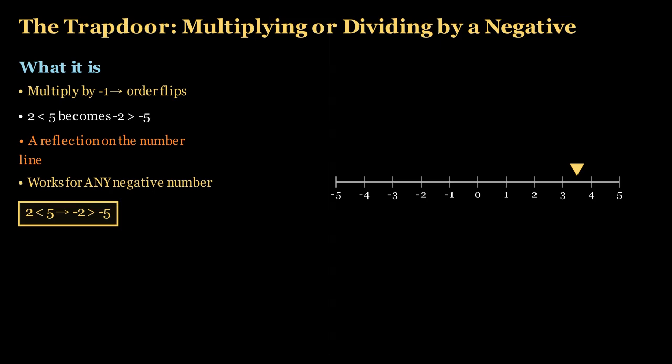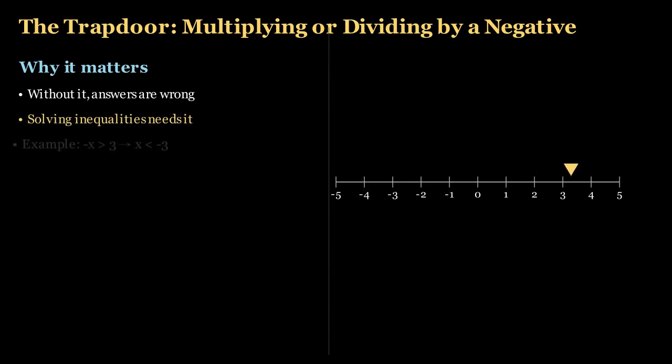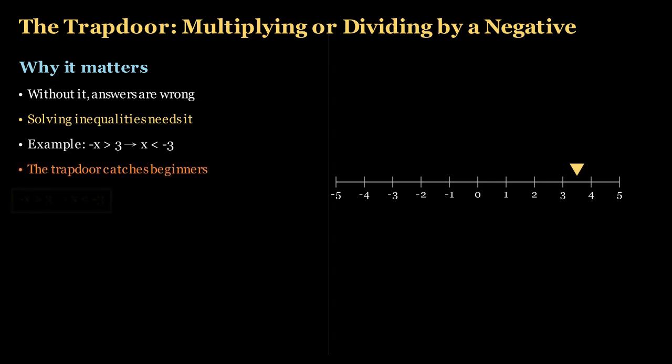Think about solving a simple inequality like -x is greater than 3. To get x alone, you multiply both sides by -1. If you forget the flip, you'd say x is greater than -3. But let's test that. If x is 0, which is greater than -3, then -0 is 0, which is not greater than 3. So that answer fails. The correct answer is x is less than -3.